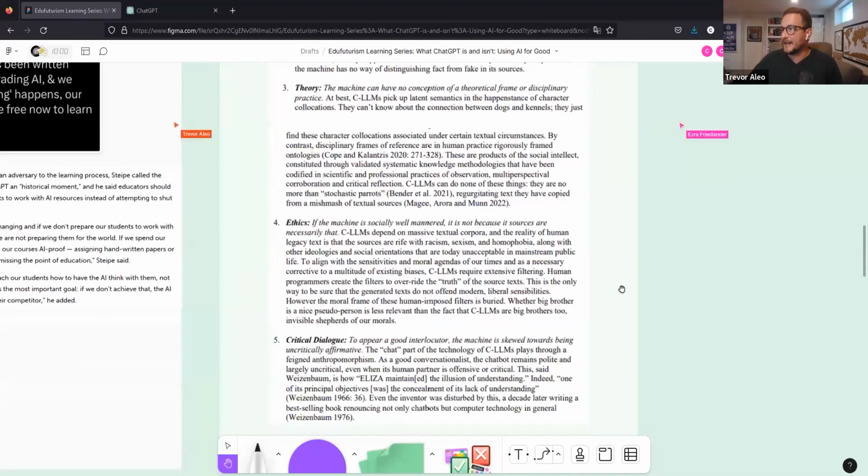Next is theory, and I think this one is pretty interesting. The machine has no conception of a theoretical frame or disciplinary practice. In the example that the researchers give, it doesn't understand the connection between dogs and kennels. There is no ontology that ChatGPT has. It is only looking at what words occur next to each other. It doesn't understand the relationship between dogs and kennels, right? Dog as the animal that belongs in the kennel because that is how humans organize the world. It has no conception of that.